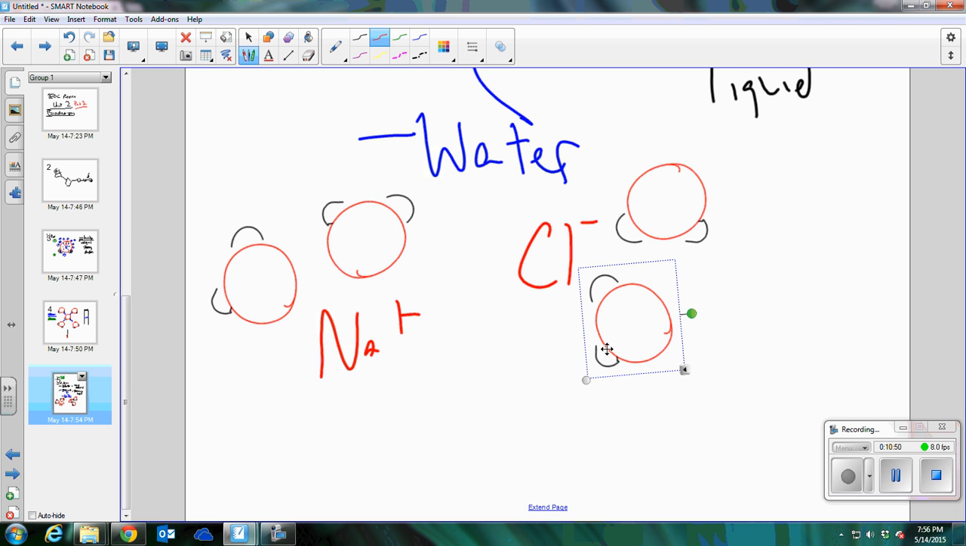Same thing happens with sugar, other types of molecules that readily dissolve in water. Now, nonpolar substances will not dissolve in water, like oil, for instance, will not dissolve in water.